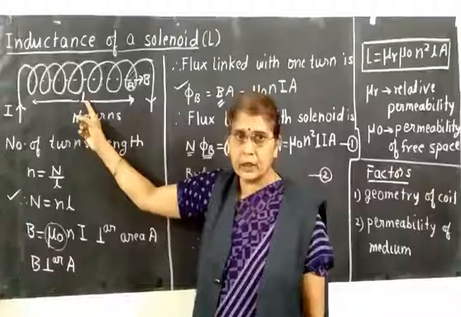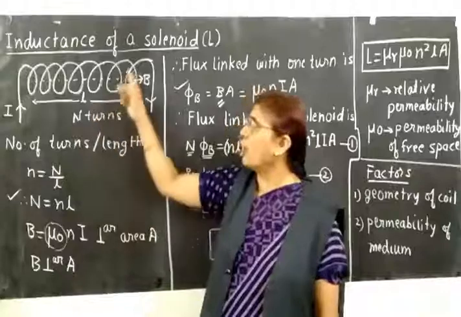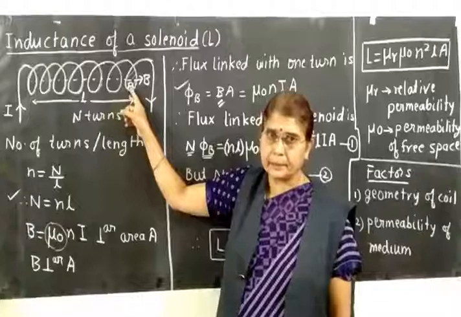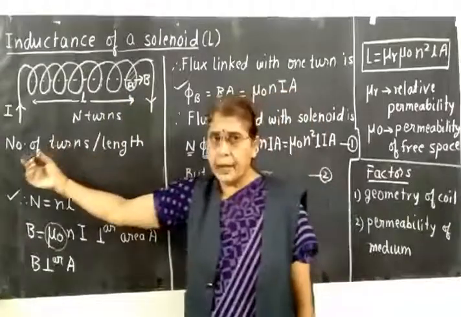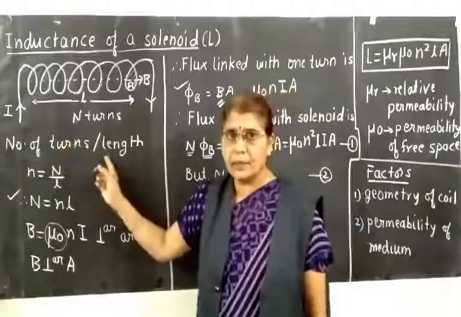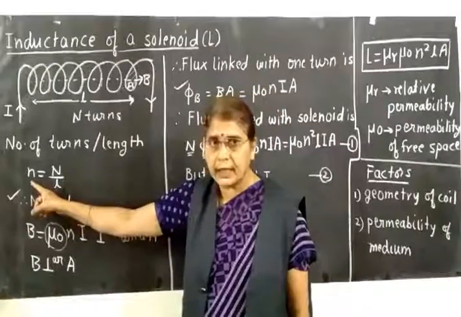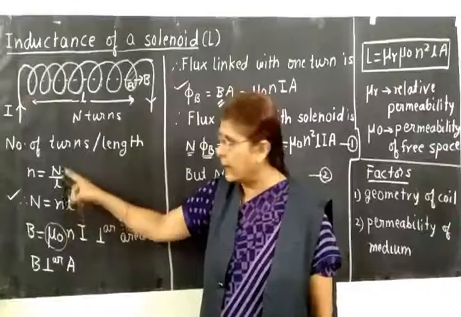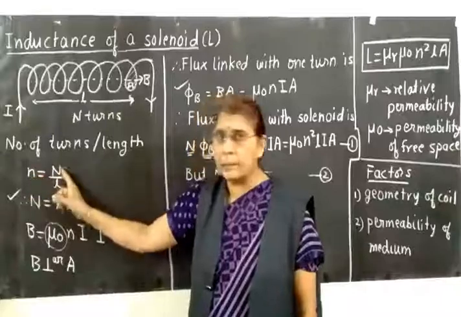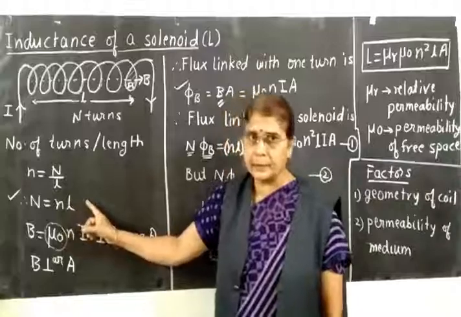Let us say l is the length of the solenoid. Total number of turns in the solenoid are capital N, and area of cross section of the solenoid, that is area of each turn, is nothing but capital A. Now we shall define small n, that is number of turns per unit length. How to define number of turns per unit length? Total number of turns divided by the length. So number of turns per unit length will be nothing but N divided by l. N turns are there in length l. Therefore number of turns per unit length is N upon l. If you cross multiply, N will be equal to small n into l.